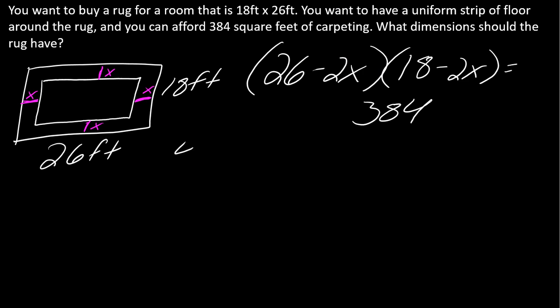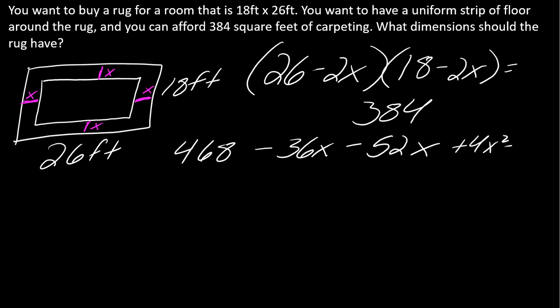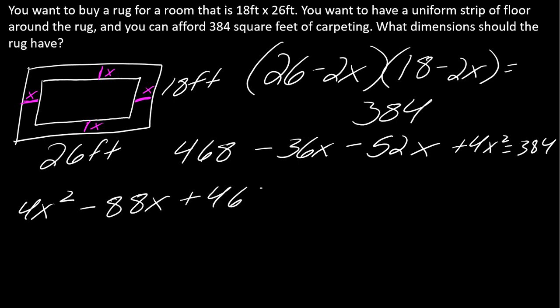So I get that this comes out to 468 minus 36x minus 52x plus 4x squared, and that's going to equal 384. So I can see that this is quadratic. So this becomes 4x squared minus 88x plus 468 equals 384.